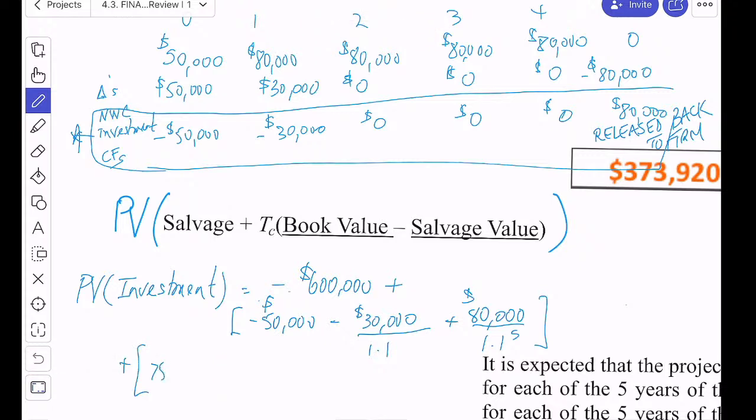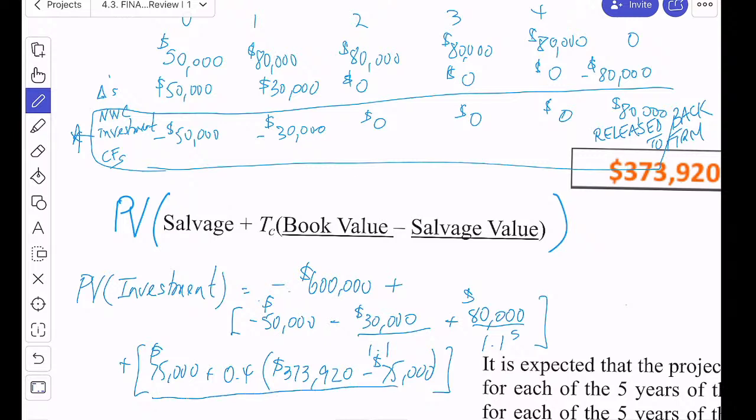So it'll be 75,000 salvage plus the fact that it's a loss earns tax savings. And then all of this is going to happen in the 5th year. So this gets divided by 1.1 to the 5.